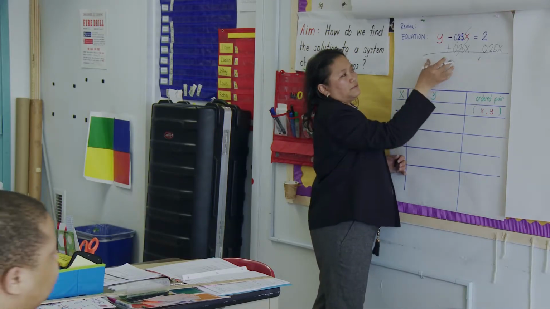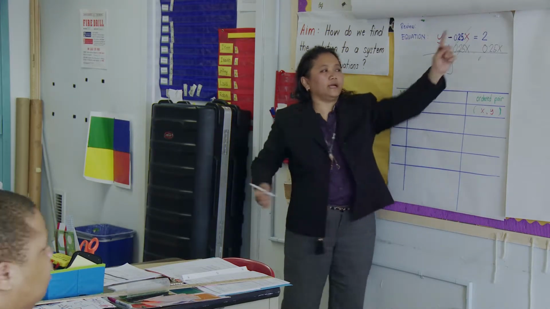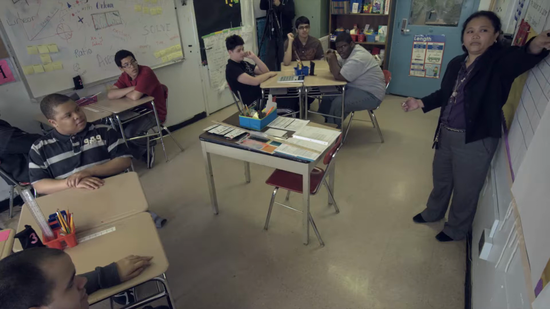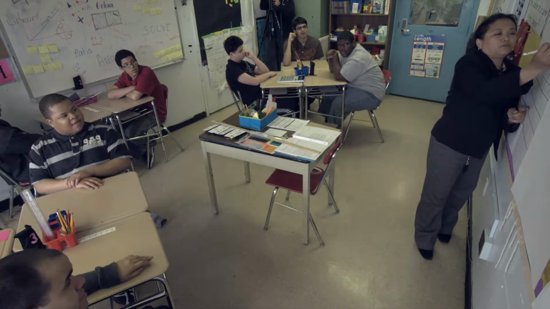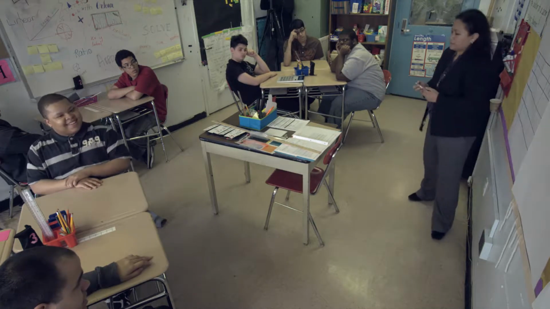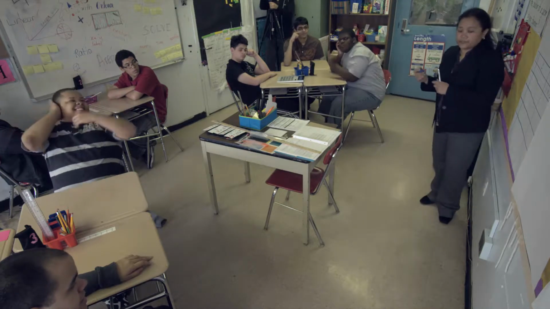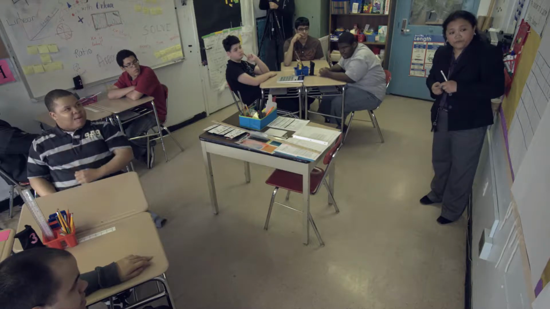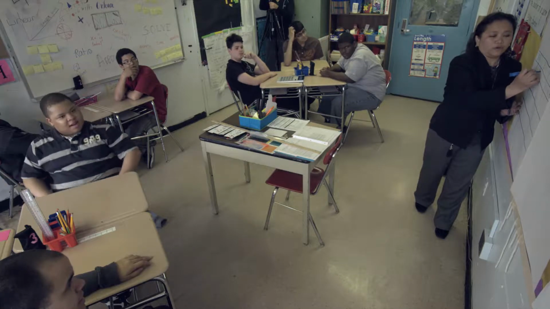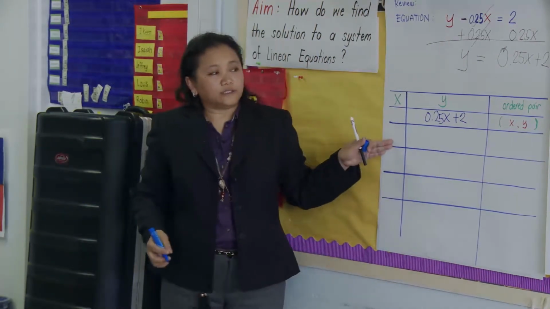So first let us look at this side. What's left here? The y. And on the other side? The x. 0.25x and 2. So 0.25x plus 2. Then there goes your equal sign, okay? So, let's see how we're going to graph it. We have y is equal to 0.25x plus 2.